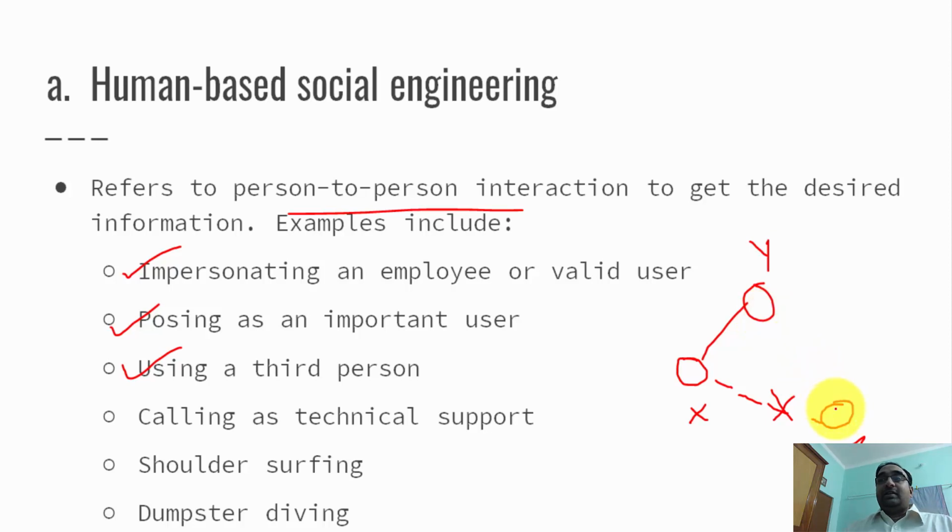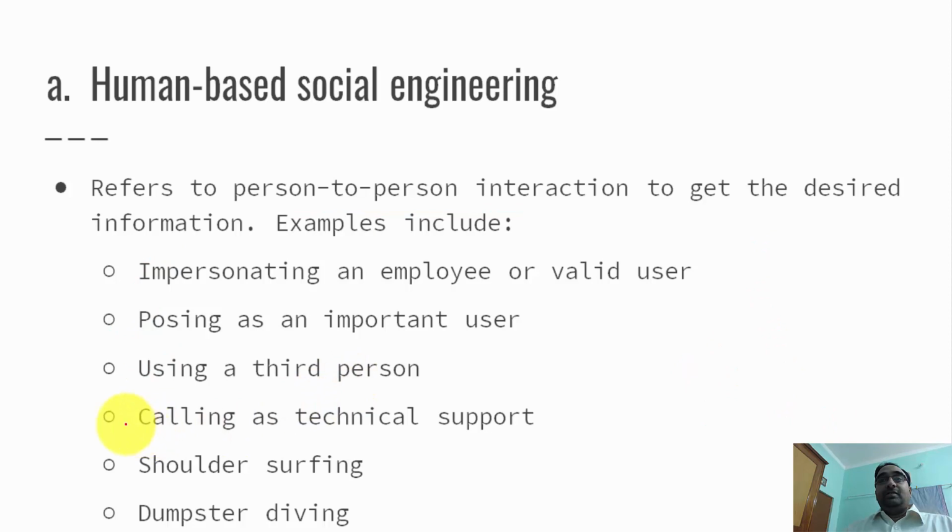Okay, and he will try to contact this Y, maybe by making friendship with Y or whatever, and then he will ask Y to get information from X. So this is using a third person. Okay, and then the next one is calling as technical support. So this is also related to the first two things. This time it is from the organization, and it is through mobile.